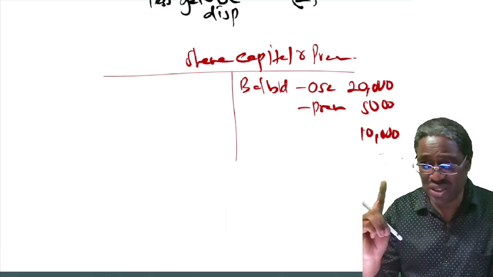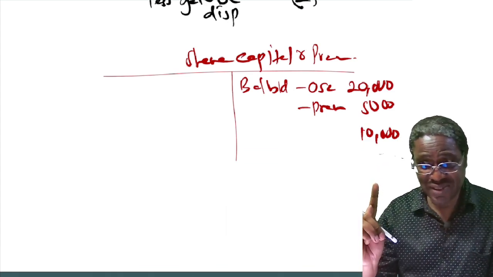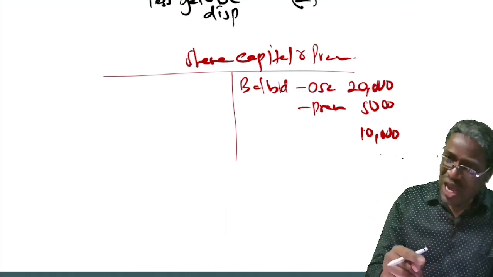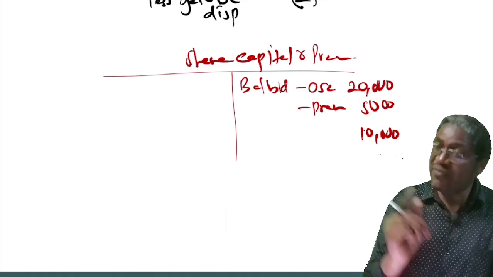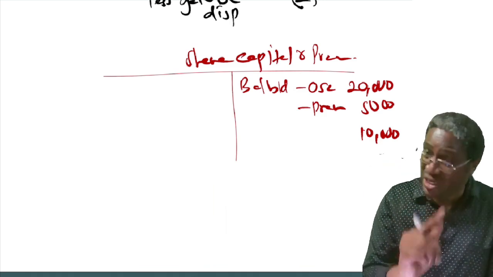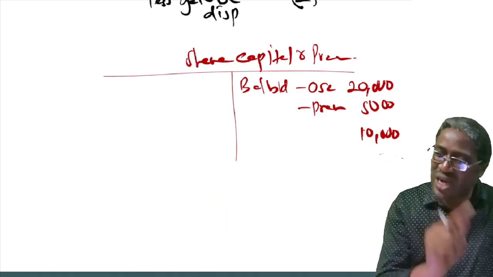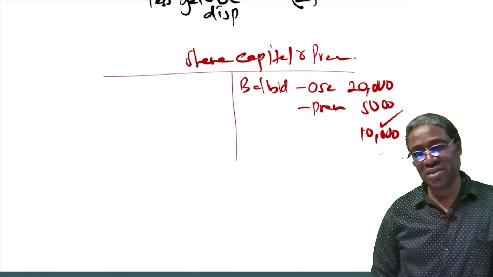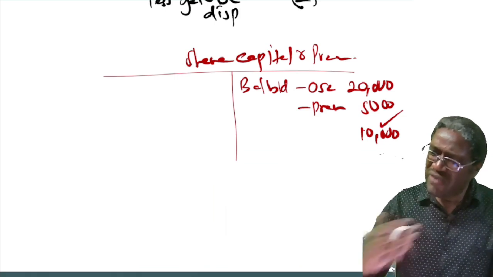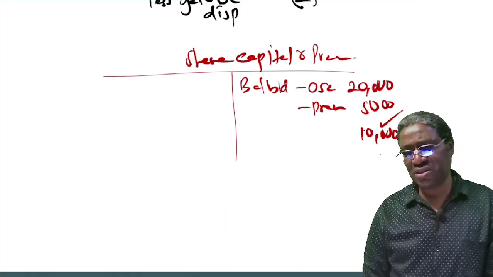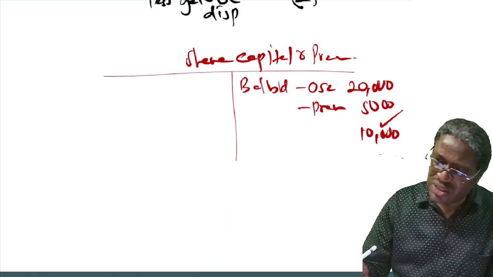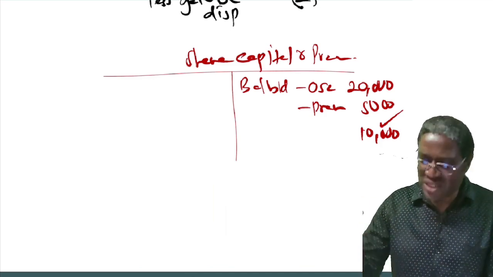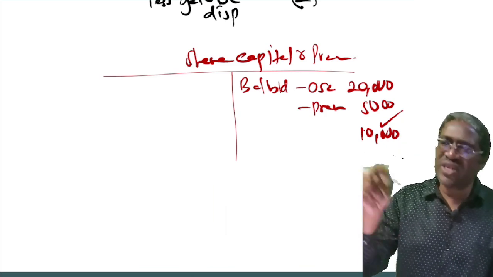The question is this now. If we had issued those extra shares for cash, not bonus, I would have debited cash and credited share capital by 10,000. But now I'm giving them for free as bonus. So the question is, where will be the debit? The credit is 10,000 in the share capital. What about the debit?